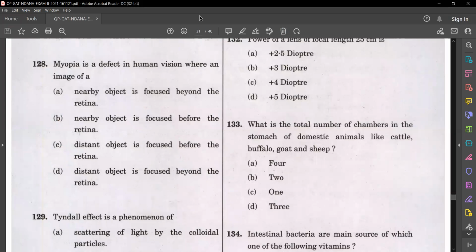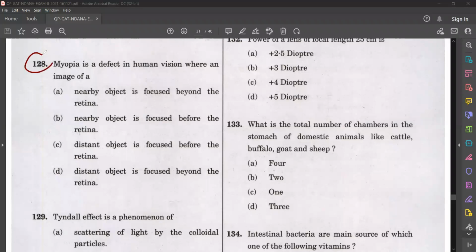Question number 128. Myopia is a defect in human vision where an image of a nearby object is focused beyond the retina. Nearby object is focused before the retina. Distant object is focused before the retina. Distant object is focused beyond the retina. Okay, so I want you to answer this. Check which is the correct option.